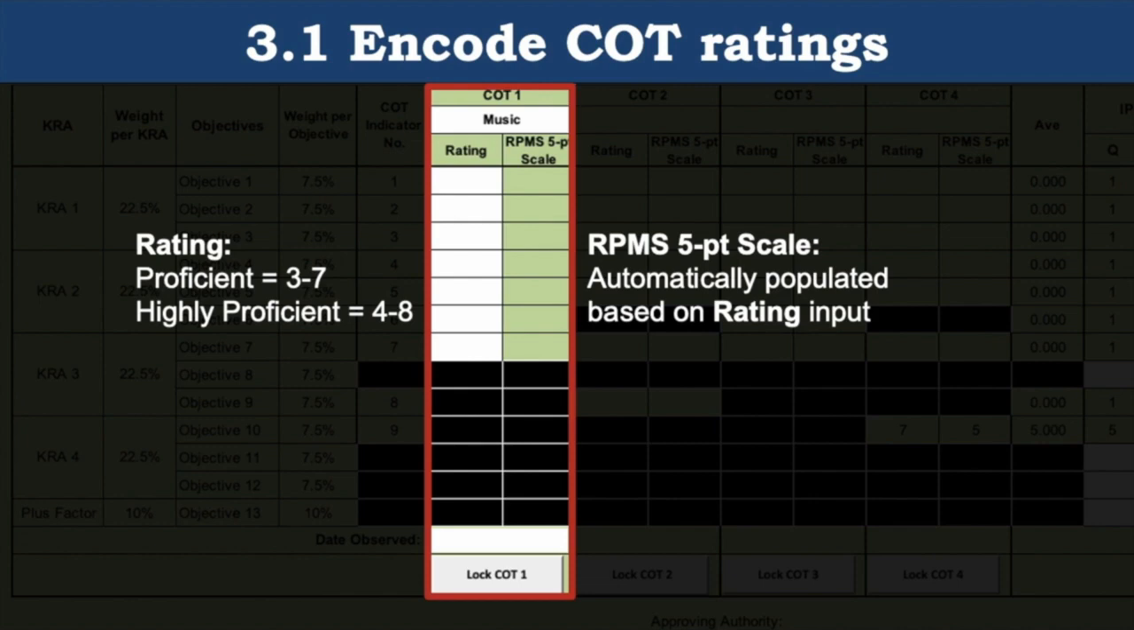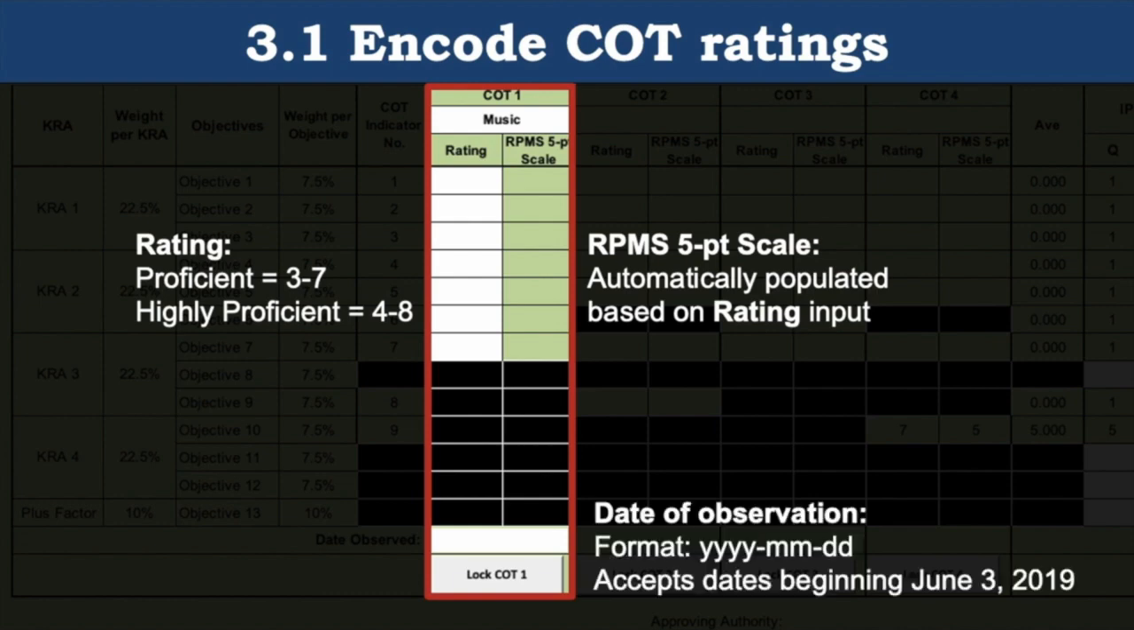For the proficient form, this column will accept values from 3 to 7. For the highly proficient form, it will accept values 4 to 8. The second column, the RPMS 5-point scale, will be automatically populated based on the input on the rating column. After inputting the rating, you need to input the date of observation at the bottom. This field accepts dates beginning June 3, 2019 using this format.